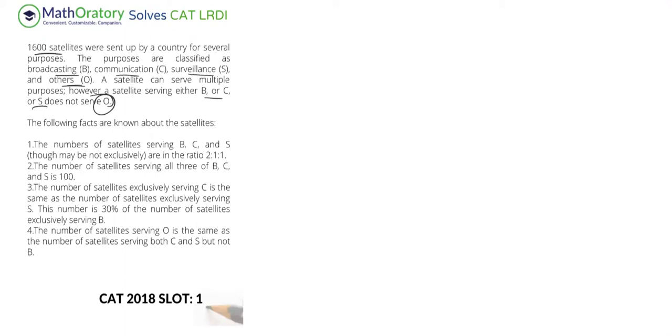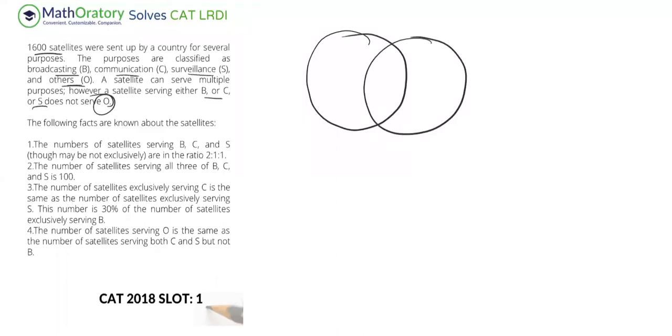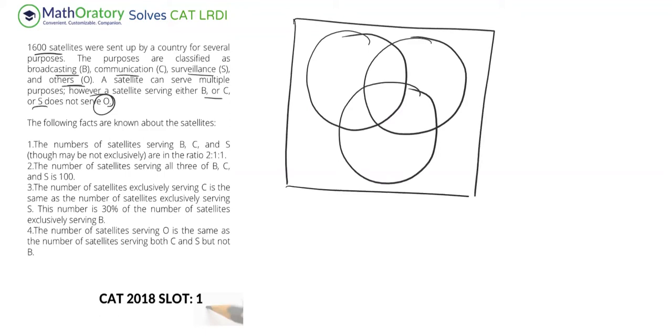Anything that is serving B or C or S, and or a combination of these purposes, will fall outside the O region. So implying that if I take three circles for B, C, S, O will be the outside region. So let us go ahead with that. So I'll just draw a small Venn diagram here because I have a feeling, depending on the information, that there might be a requirement for another Venn diagram, a simplified version, after I resolve the relation between the variables and regions and all.